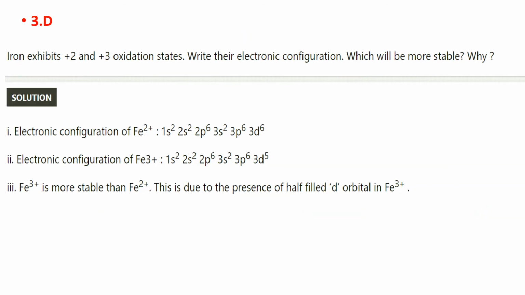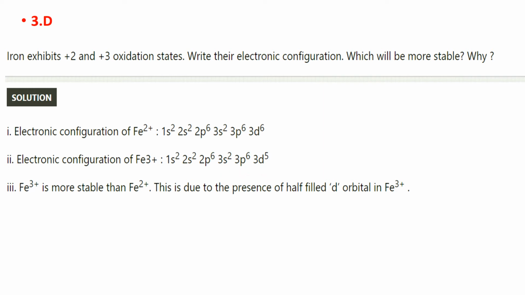Question D. Iron exhibits +2 and +3 oxidation states. Write their electronic configuration. Which will be more stable and why? Electronic configuration of Fe2+ is 1s2, 2s2, 2p6, 3s2, 3p6, 3d6. And electronic configuration of Fe3+ is 1s2, 2s2, 2p6, 3s2, 3p6, 3d5.